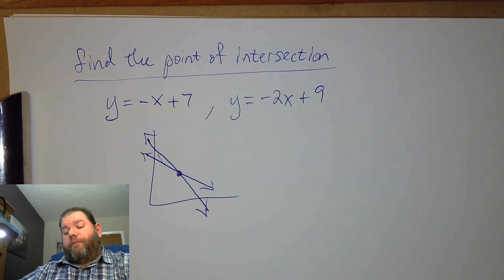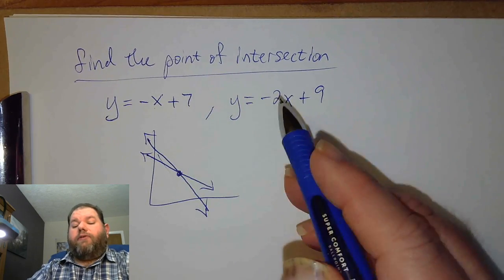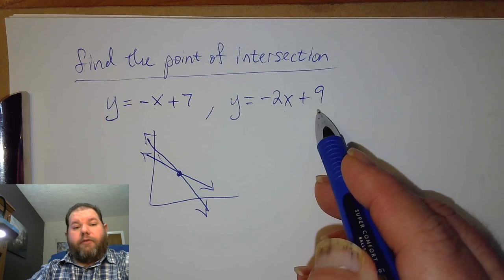Now, we start the same way we did before. We take the mx plus b for one equation, set it equal to mx plus b for the other equation.